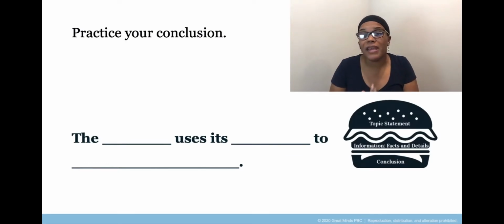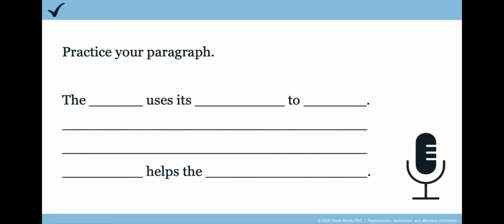For example, if I write, the chimpanzee uses its feet and hands to grab things for the topic statement, I might say, the chimpanzee uses its hands and feet to get food for the conclusion sentence. The conclusion mentions the animals and the 2 features, but it uses a few different words. Now, share your conclusion sentence with your learning partner or just say it aloud. Okay, friends, now you know what to write. Remember, your classroom teacher will tell you where to complete your work and how to turn it into them.